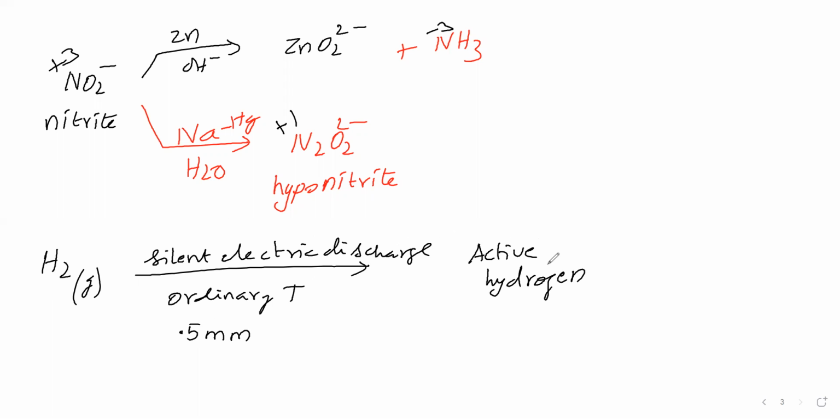So far we have discussed atomic hydrogen, nascent hydrogen, and active hydrogen. Atomic hydrogen means molecular hydrogen on thermal decomposition gives atomic hydrogen. Nascent hydrogen means it is produced during a chemical reaction and immediately disappears. Active hydrogen means molecular hydrogen is subjected to silent electric discharge under low pressure at ordinary temperature. Next we will see the preparation of hydrogen, and by what methods we can prepare it.